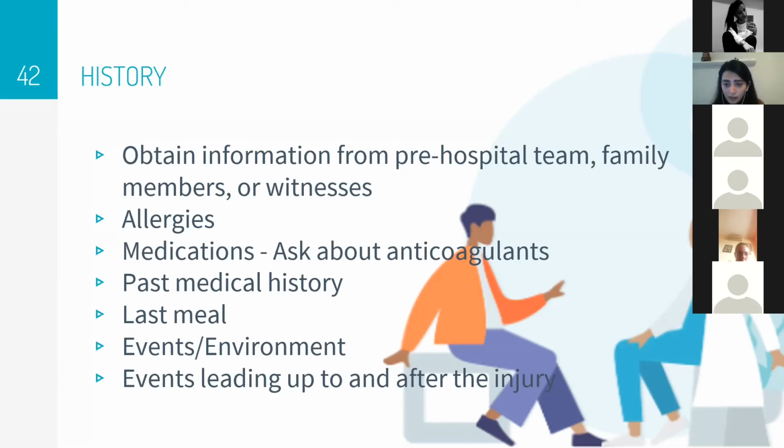If possible, find out when their last meal was. If they're going to the operating room, maybe non-emergently, maybe they have a femur fracture, so it's urgent, but not like they need to be intubated in the emergency department. Maybe anesthesia will intubate them. Then you need to know when their last meal was. And finally, you really need to know the events and the environment of the injury.